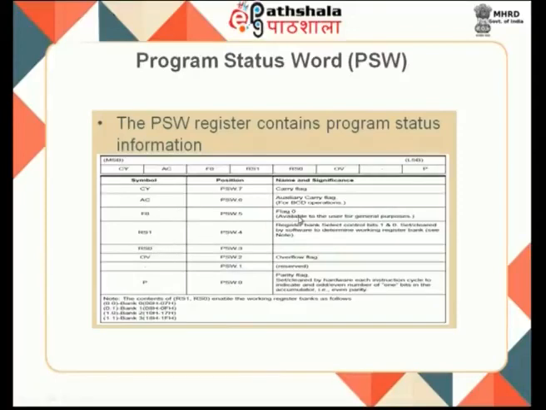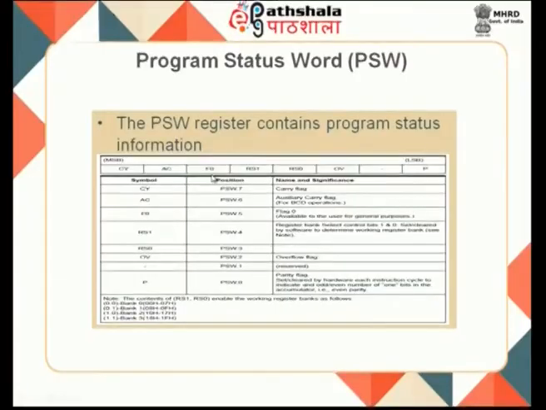And the next is your flag 0. So, when I am processing data, if the result is 0, then this flag will be set as 1. So, this is otherwise called a 0 flag, and we will be having a register bank.